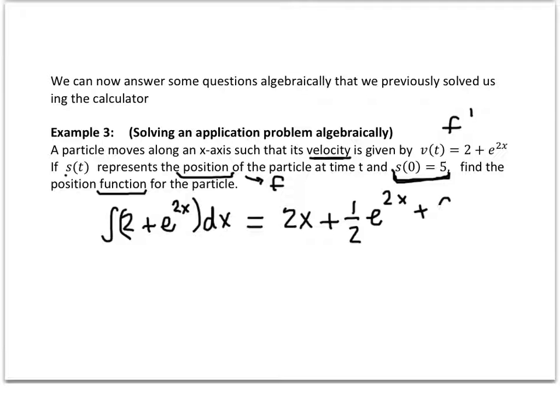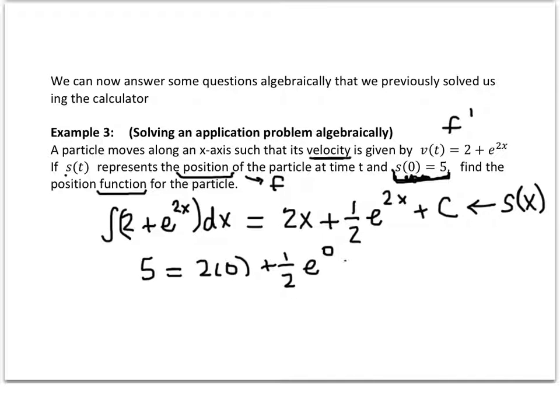This time I have my plus c, because that's not a definite integral, it's an indefinite integral. But I can find c because I have this initial condition. I know that S of 0 is 5. I should have called it x, not t. So this is my S of x. And so S of 0 is 5, so 5 is 2 times 0 plus 1/2 e to the 0 plus c.